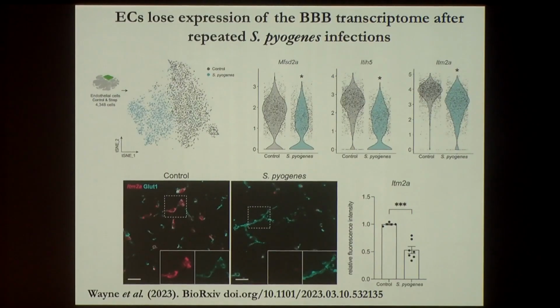We confirmed this by fluorescent in situ hybridization. What I'm showing here are violin plots for three BBB transcripts: MFSD2A, which regulates transcytosis, that's the work of Chenghua Gu, and then the two most enriched BBB transcripts that we know, ITM2A and ITIH5. Both of them are down after group A strep infections.